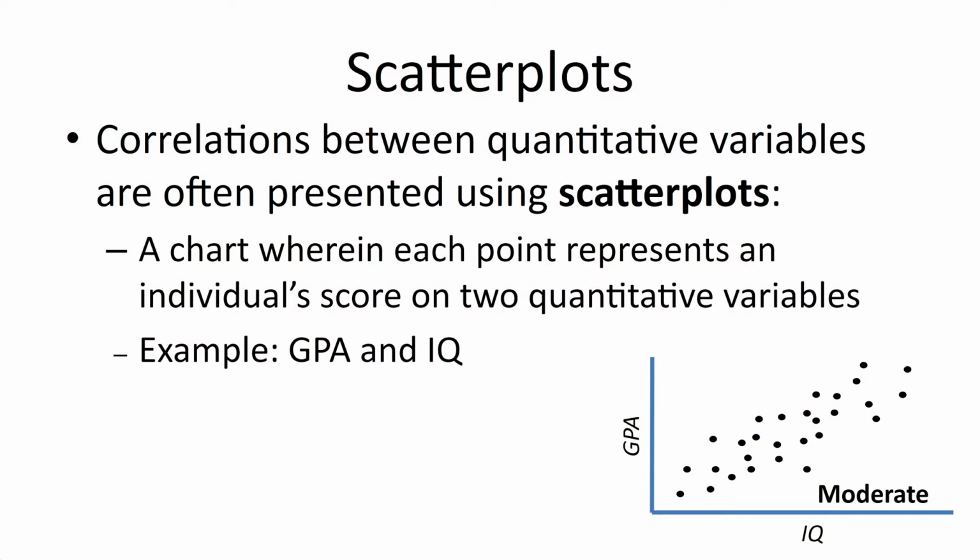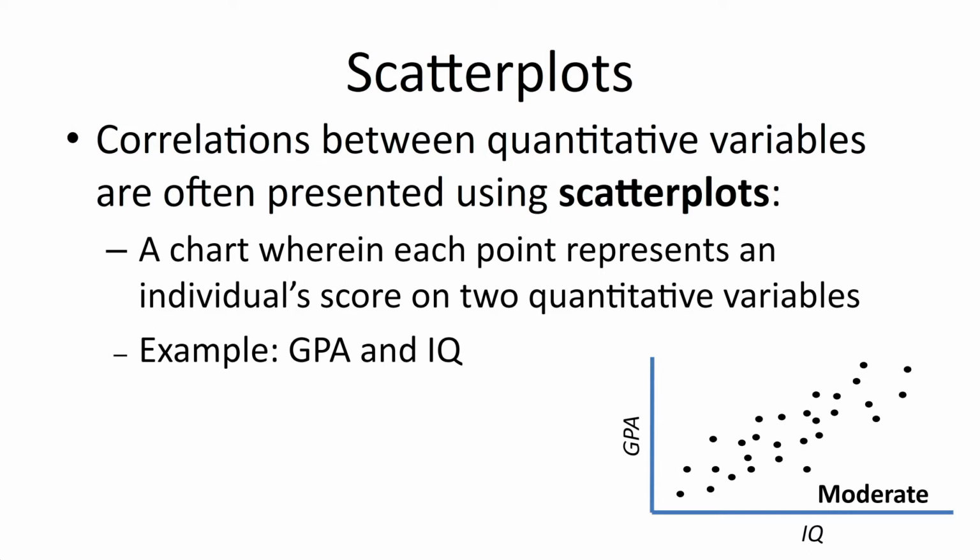And you're talking about a correlational design if you see something like this. This is called a scatterplot. This is the most common way correlational data is presented. It's a chart wherein each point on that chart represents a single individual's score on two quantitative variables.